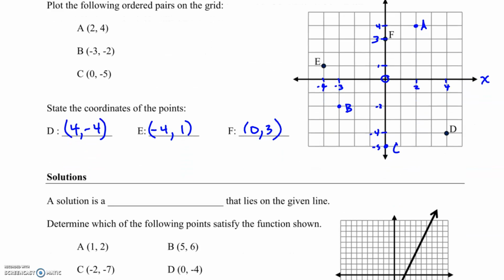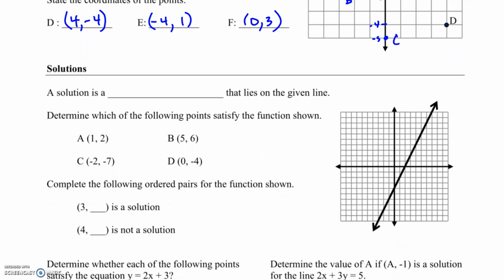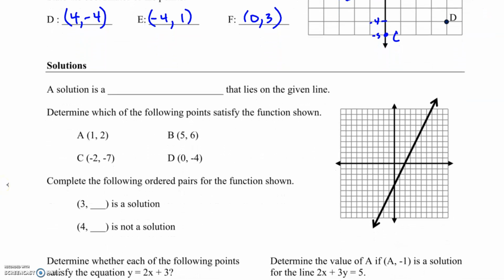Okay, now we're going to talk about what it means for a solution. So a solution is a point that lies on the given line. Determine which of the following points satisfy the function shown, and the function that we're looking at is a line. So again, I'm just going to write my x, my y, and identify the origin, and every square is 1 unit. It says to determine which of the following points satisfy the function.